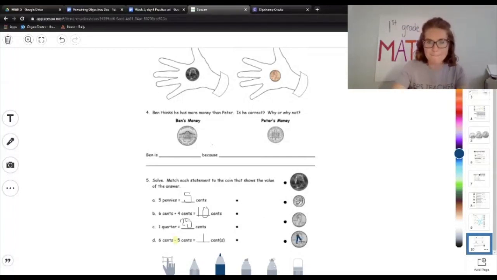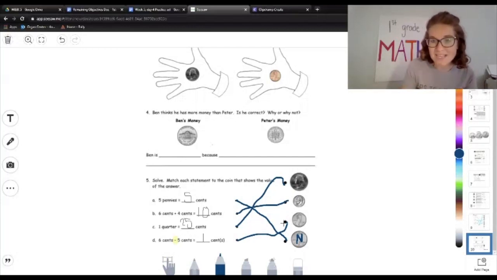Let's draw an N on that. There's our nickel. I think they have the wrong picture on there. Okay, 10 cents should be what? A dime. 25 cents equals a quarter. And our 1 cent is our penny. Good. So sometimes you have to be careful because sometimes the penny is brown on the paper, but sometimes the penny is going to be the same colors as the other ones just because of the way the paper prints. So even though the penny is gray like the other ones, it's still a penny.